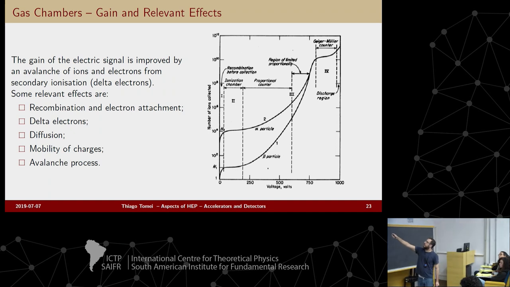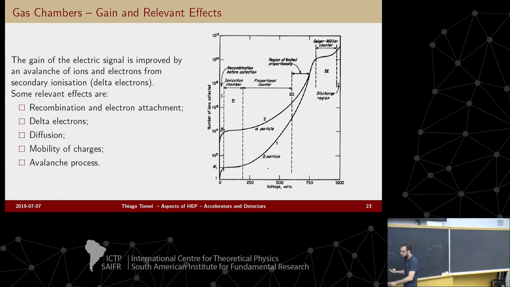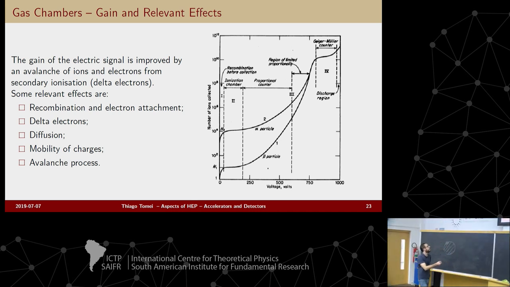There are different regimes, particularly if you make a plot of the number of ions collected as a function of the voltage you apply. You see that there are different uses. You can have, for instance, the number of ions collected to be more or less proportional to the voltage in this region. You can have this region where you have an avalanche. You can have this region where there is no proportionality. It's almost constant. It depends on what you want to use your detector for, whether to count only, or to measure the actual energy deposited in this system.